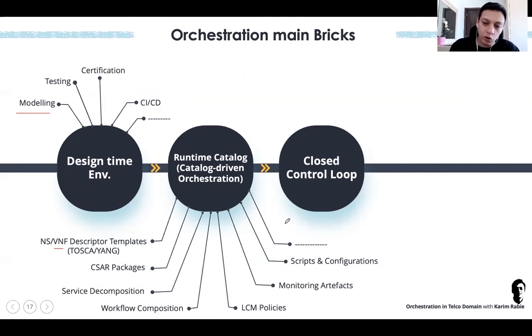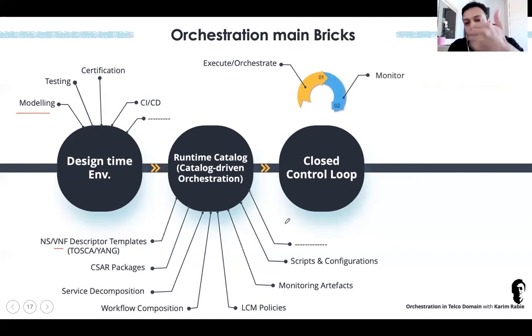Okay, so what is the closed control loop? Usually as an orchestrator, you do something, you execute something. For example, you instantiate a VNF, a CNF, you instantiate a service, and then you do monitoring for the artifacts defined in the catalog. And when you see a certain trigger or a certain input, you detect a need to do another action, for example, to scale, to heal. So that's the closed control loop. And that's a typical requirement from any orchestrator, to have the capability to do closed control loop.